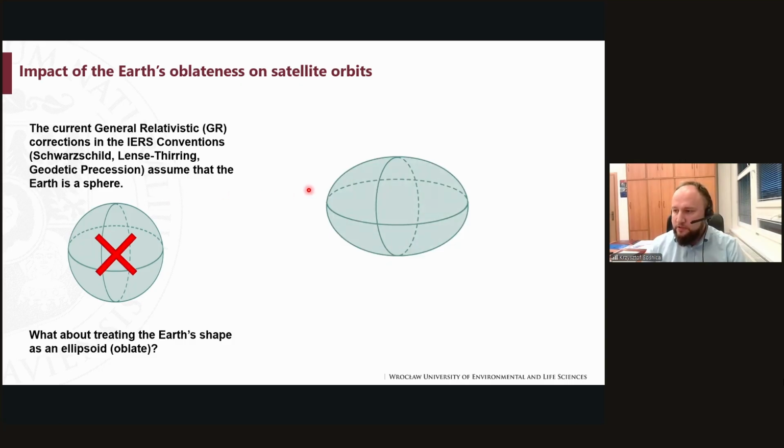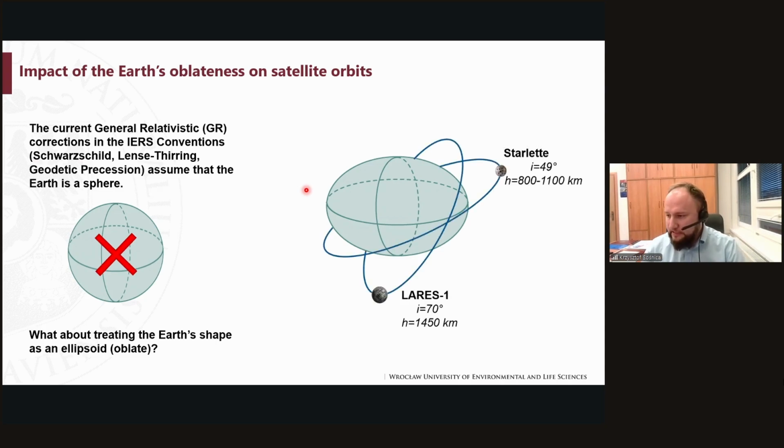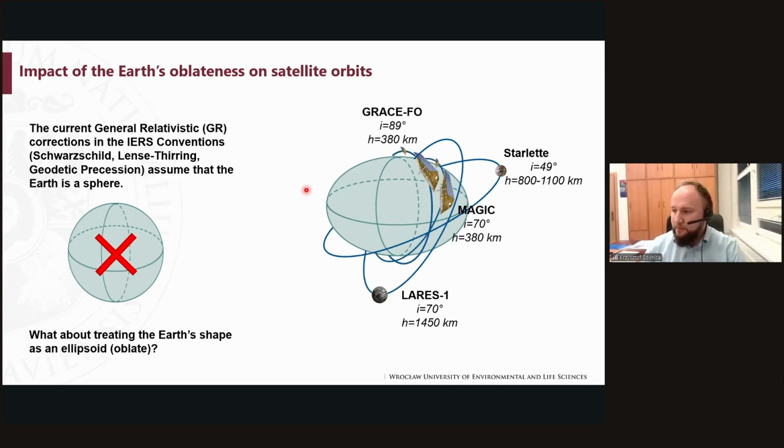So we tried to test what is the impact of neglecting the real shape of the Earth, or the next approximation of the Earth shape, on different satellite orbits, including spherical satellites like LARES and Starlette used in satellite laser ranging to derive low-degree gravity fields, as well as GRACE follow-on, and the second pair of MAGIC satellites, which will be inclined with the inclination of about 70 degrees.